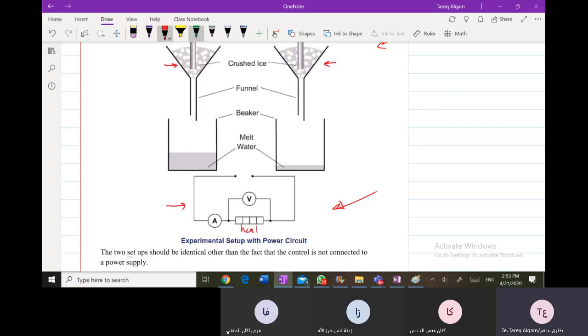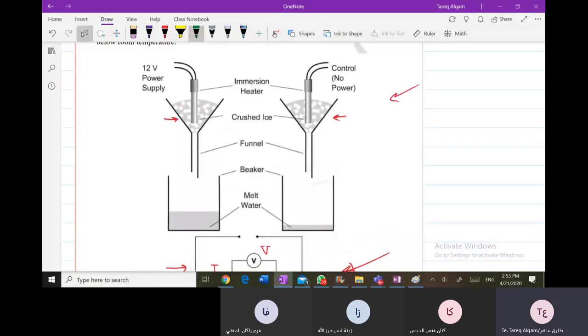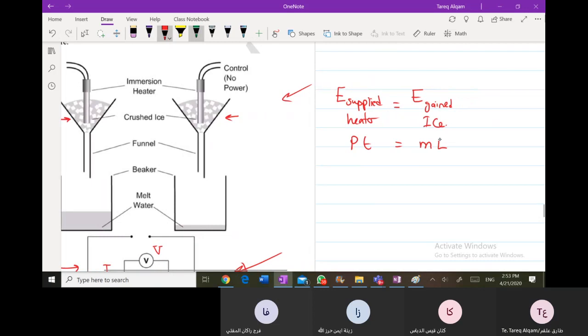When I use the heater, across the heater I connect a voltmeter and an ammeter to measure the power. You know that the power is I times V, so I have to measure I using the ammeter and V using the voltmeter. Here, guys, I will use the same concept. The energy supplied by the heater is ideally equivalent to the heat gained by the ice. Here it's power times time, here it's mL, because here we are measuring the specific latent heat of fusion.